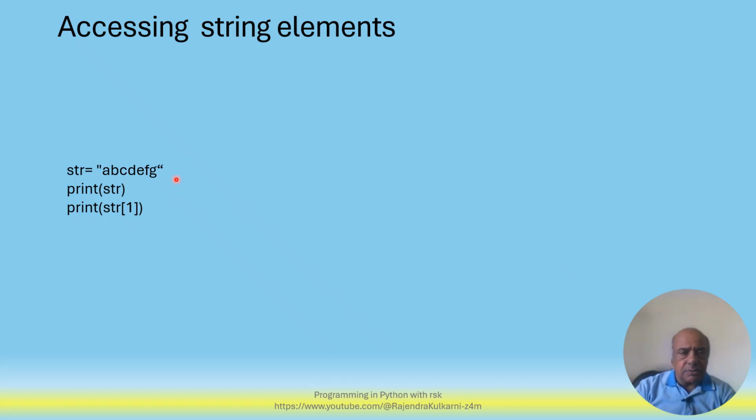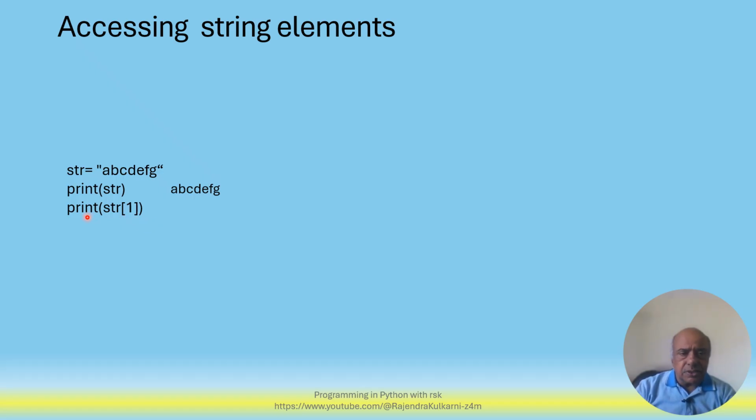Now let us see, there is a string str which is defined as A, B, C, D, E, F, G. Then we give a print statement. So this A, B, C, D, E, F, G appears as it is in the string. Then print str index 1.